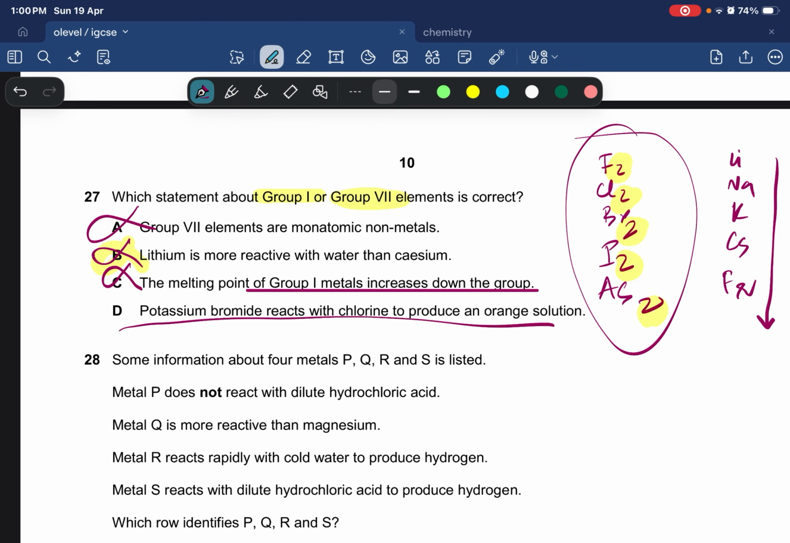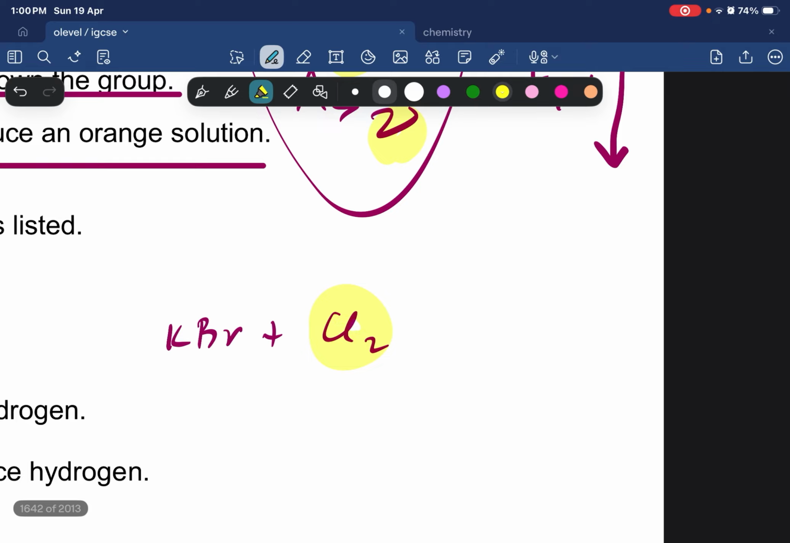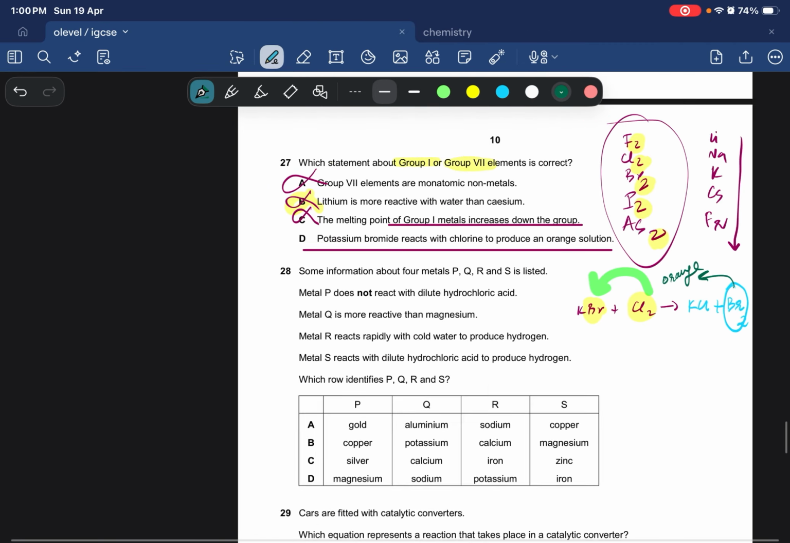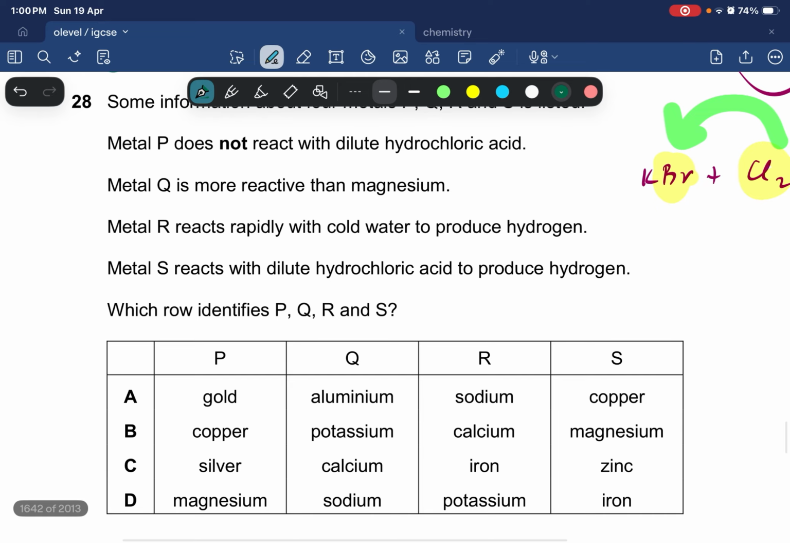Potassium bromide reacts with chlorine to produce an orange solution. That is correct, that if you have potassium bromide and you make it react with chlorine, what's going to happen? Chlorine is more reactive than bromine, so it's going to displace bromine. We are going to form KCl plus Br2. And this Br2 that we're forming is going to be what in color? It's going to be orange in color. So this is correct.